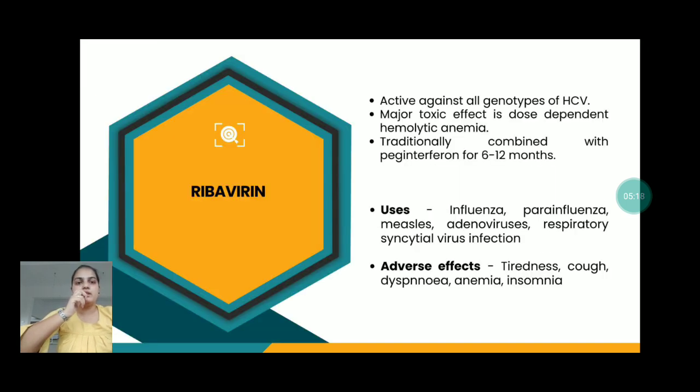The first drug that we will study for hepatitis C virus is ribavirin. It is active against all genotypes of hepatitis C virus. The major toxic effect is dose-dependent hemolytic anemia, and it is traditionally combined with PEG interferon for 6 to 12 months. There are various uses of ribavirin, not only for hepatitis C virus, it is also used for influenza, parainfluenza, measles, adenovirus, and respiratory syncytial virus infection. Adverse effects are tiredness, cough, dyspnea, anemia, insomnia.